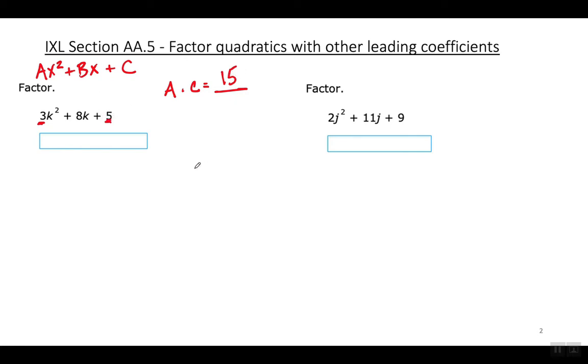Okay, now, out of the factors of 15, these are the factors of 15. Which combination will add up to this number right here, to B? When you add them, which combination will give you the number that's where B is? Okay, obviously it's this combination. So that's the combination I'm going to use right now, okay? So again, I asked myself, what's A times C? I got 15. Now, of the factors of 15, which combination will give me this number?